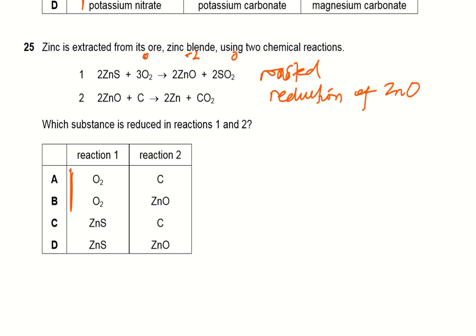So A or B will be correct. This is wrong, because zinc sulfide is not being reduced there. Now in the second part, which substance is being reduced? This is reduction of zinc oxide. You can see the oxidation number of zinc here is 2 plus. Now here zinc is 0, so zinc is moving from 2 plus to 0. That is a decrease in oxidation number, so that is reduction. So what is being reduced here? We have oxygen and zinc oxide. So the correct answer is B.